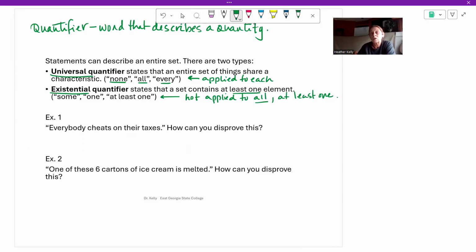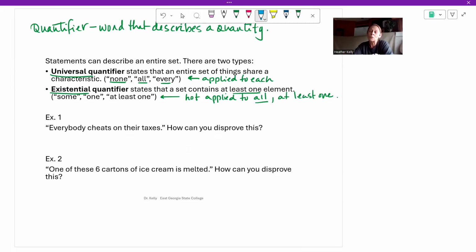So let's look at a couple of statements I have here. This first statement says everybody cheats on their taxes. And I say, how can you disprove that? What is a statement that we could say that could disprove everybody cheats on their taxes? Would we have to check with everybody and ask, did you cheat on your taxes? Would we have to check every single buddy? Or would it be enough if we just found one person that did not cheat on their taxes? That's true.